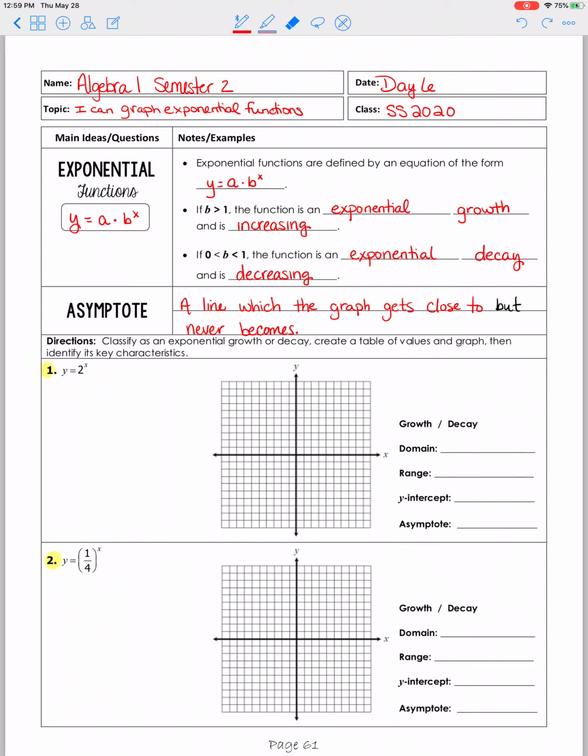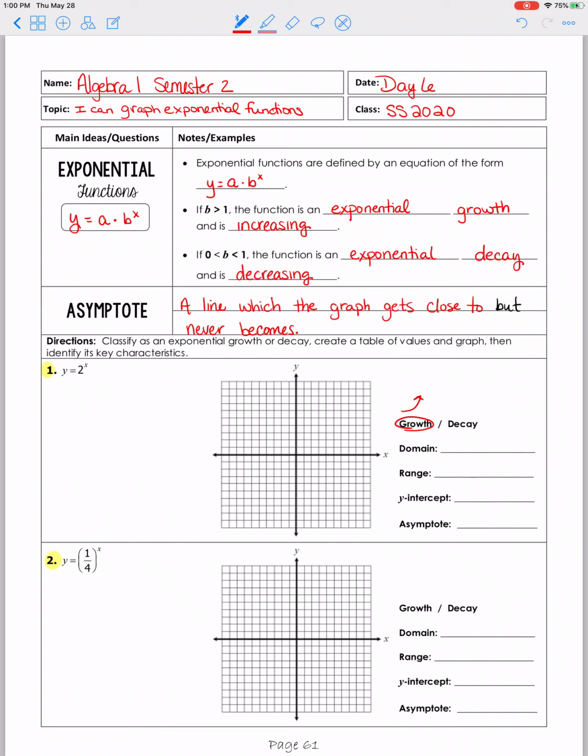When you are graphing an exponential function, you're going to want to identify some key pieces of information about that graph. The first thing you want to decide is whether this graph is going to be an exponential growth or an exponential decay. To decide that, we look at the number that is the base of the exponent. In example number 1, that base is 2, which means this is going to be an exponential growth equation. So it's going to get bigger, and it's going to kind of look like that when we look at this graph.